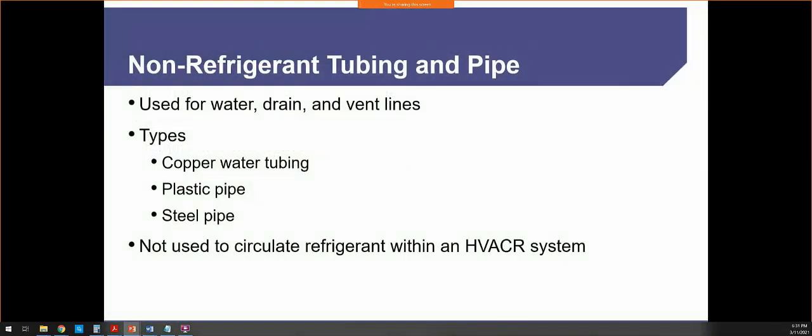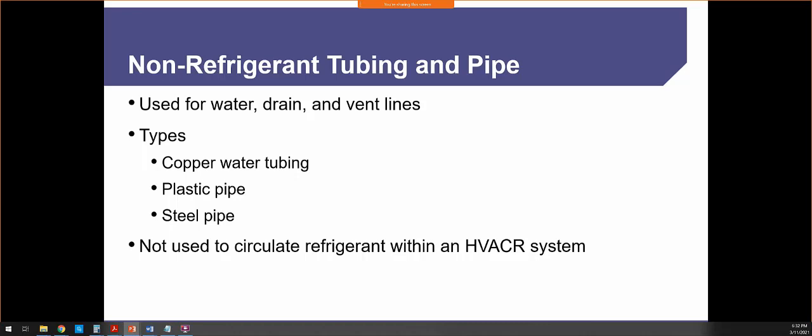Okay. We have the non-refrigerant tubing and pipe used for water, drain, and vent lines. We have copper water tubing, plastic pipe, and steel pipe. It's not used to circulate refrigerant within an HVACR system. The type L, the type K, those are going to be indicators of the wall thickness on our piping systems. So we can have the type L for refrigerant, and we can also have a type L for our domestic water. We have to be careful when we're buying them.